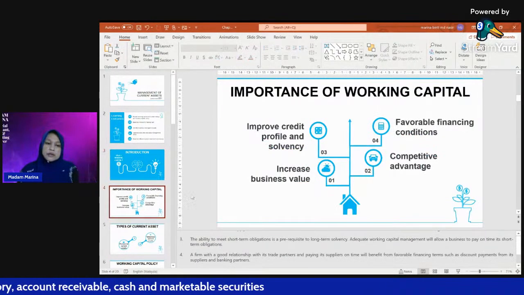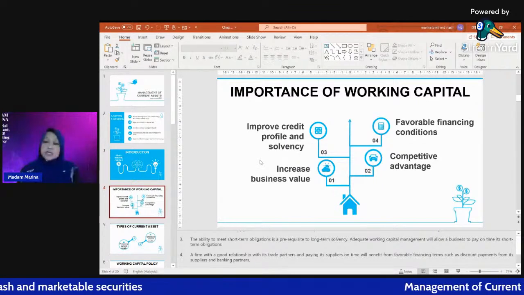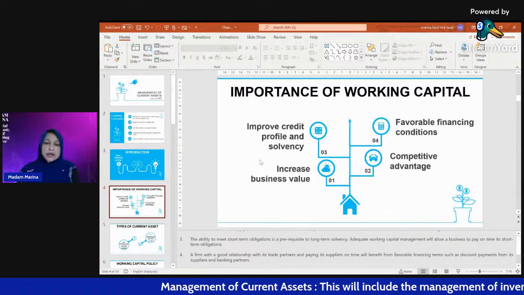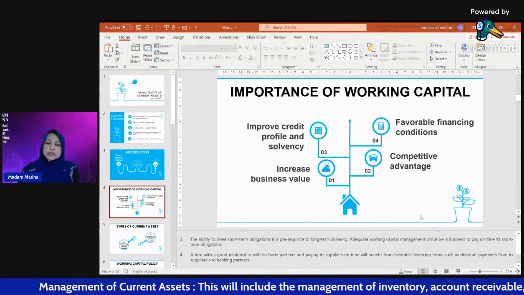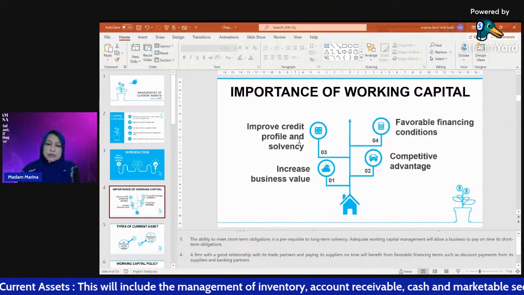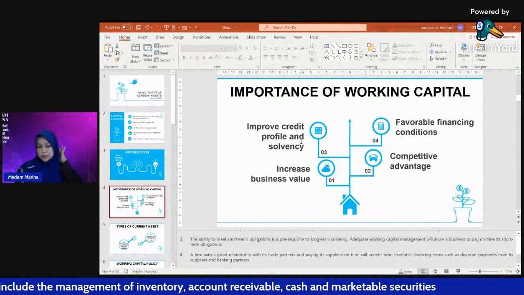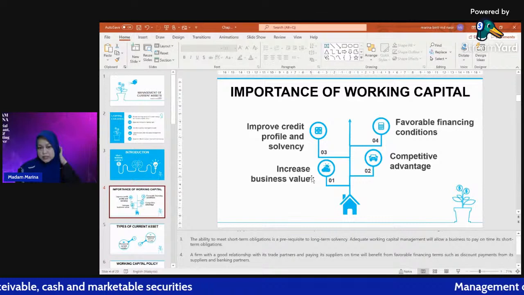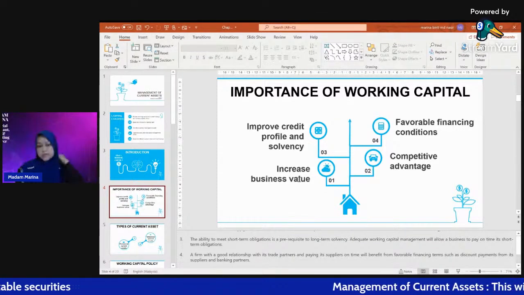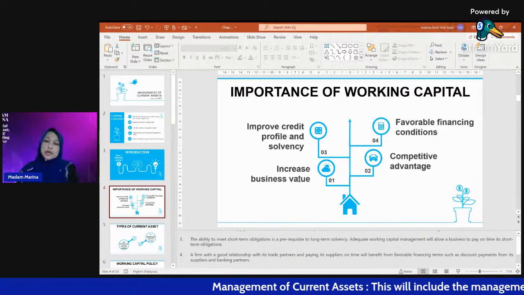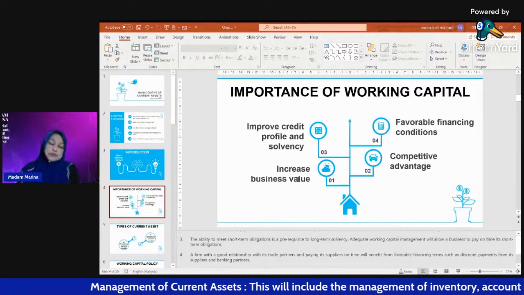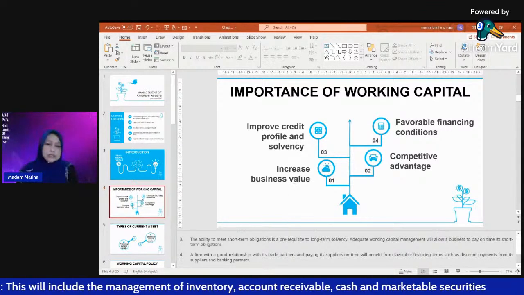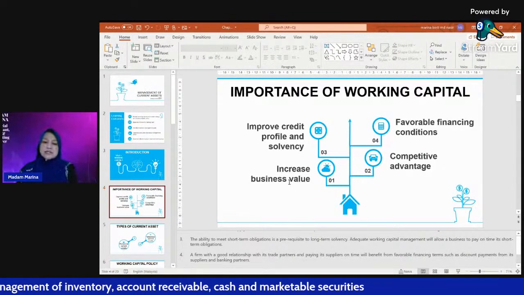Next, why is working capital management important? We manage working capital because we want to improve credit profile and solvency, and increase the business value. When we have enough current asset to cover all the current liability and to run the daily business operation, it is very good for the company. So that will increase the business value.